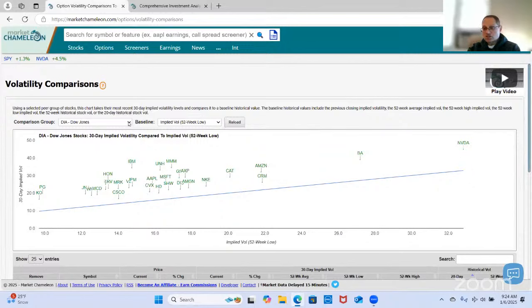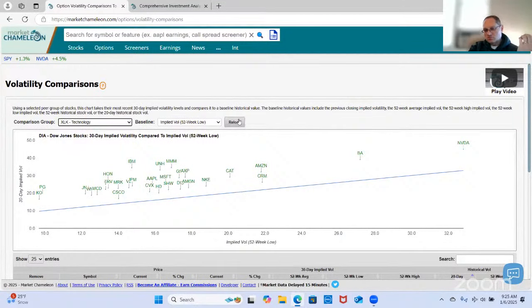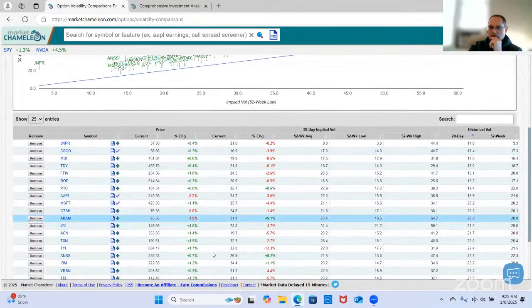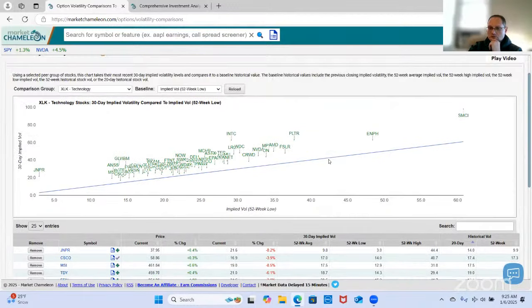If we wanted to switch it, and let's say we wanted to look at a sector in the S&P 500, let's say the technology sector, right? Let's see the technology sector in the S&P 500. Let's reload that. So you can see Intel, Cisco's in here. There are a lot more in this group, so it's harder to see. We could go to the table here, but if we wanted to just hover over and see a couple of them that are near their 52-week low.